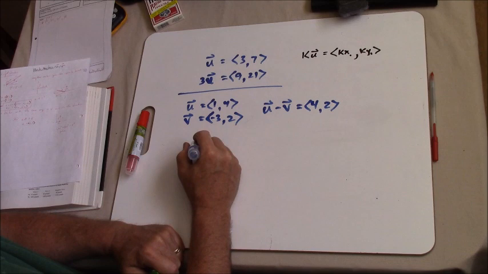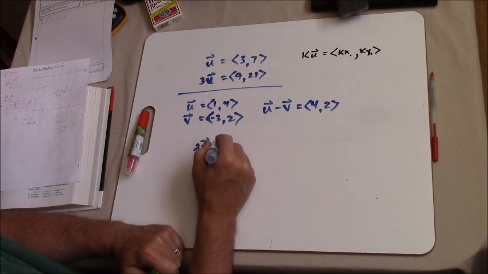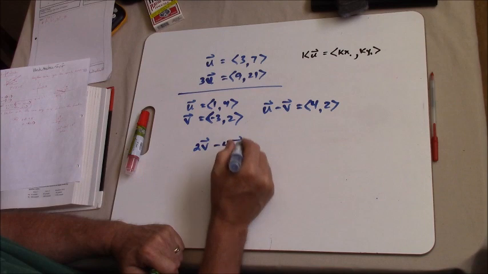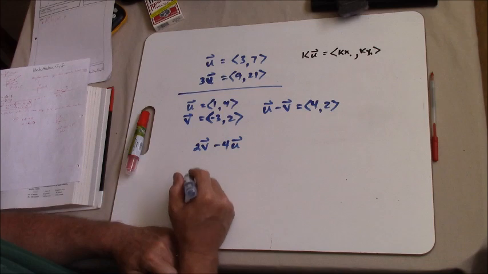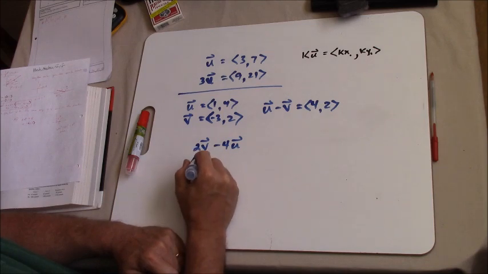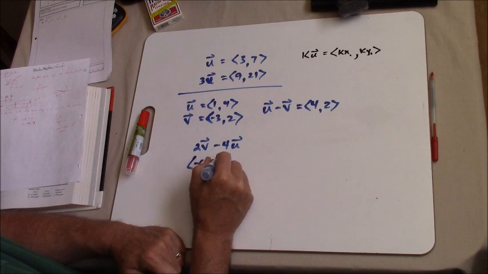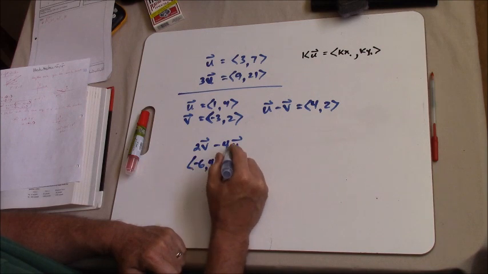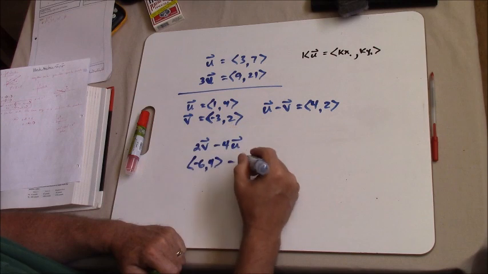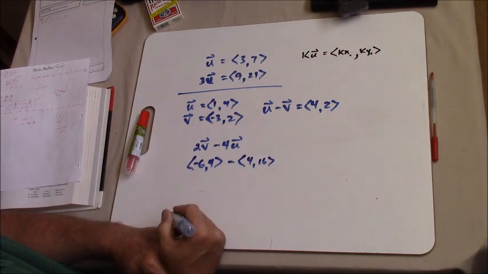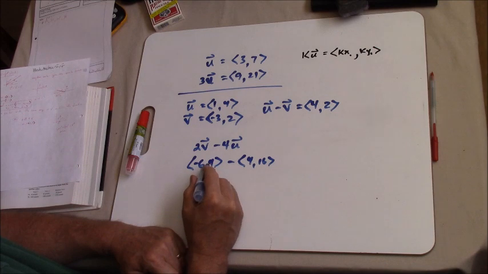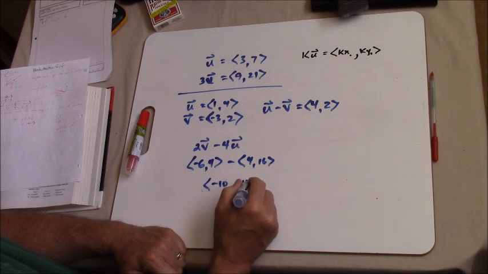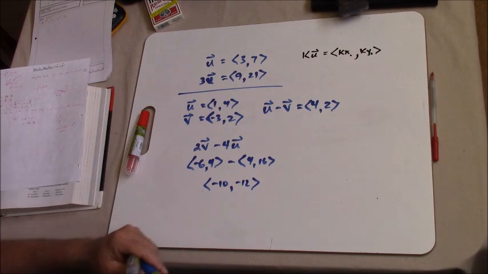If I had something like, what's 2v minus 4u? Okay, that just means multiply vector v by 2. So I've got, in component form, -6, 4, minus, multiply vector u by 4, that would be 4 and 16. And now subtract those. So -6 minus 4, that's -10. 4 minus 16, that's -12. I now have my vector in component form.